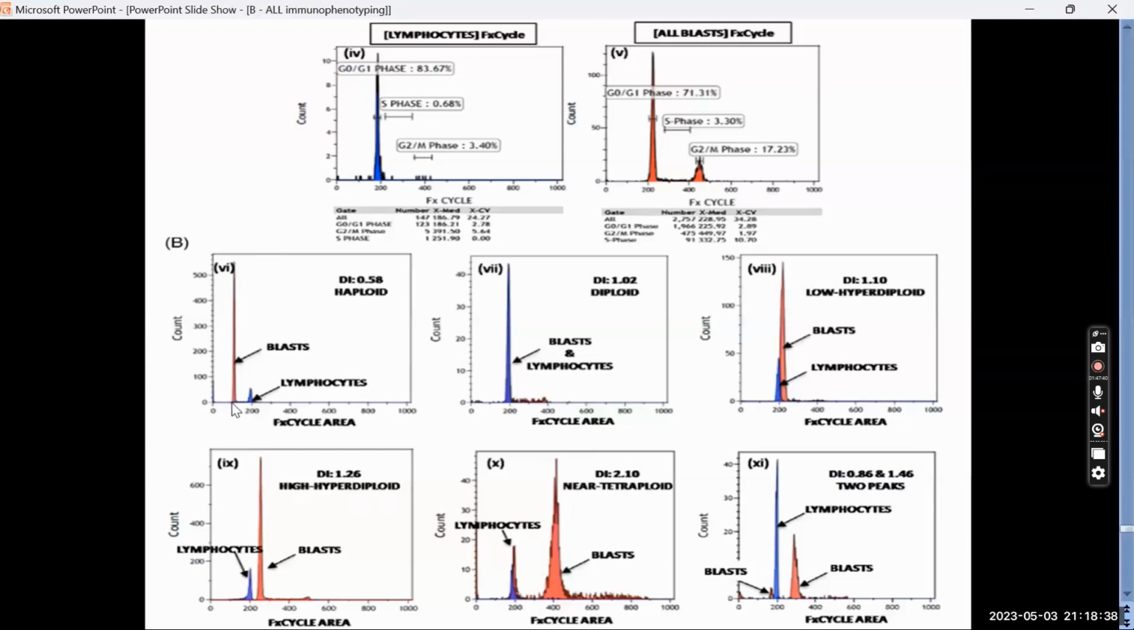Now you see here, this is blast, this is lymphocytes, this is hypodiploidy. Very rare, but haploid. You find here the blast and the lymphocytes are overlapping each other. This is diploid. And you see here again the FxCycle Violet dye is expressed in the blast slightly more than in lymphocytes. So it is likely hyperdiploid, but low. When you find a good separation, it becomes high hyperdiploid. But basically, what you need to say by flow is whether it is diploid, hyperdiploid, or hypodiploid. That is what prognosis counts.